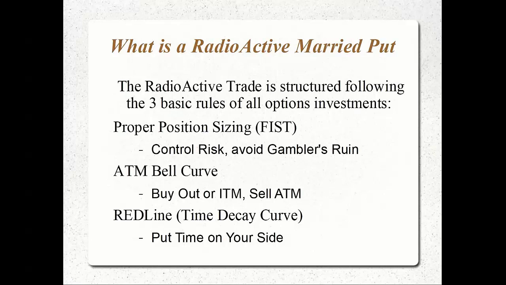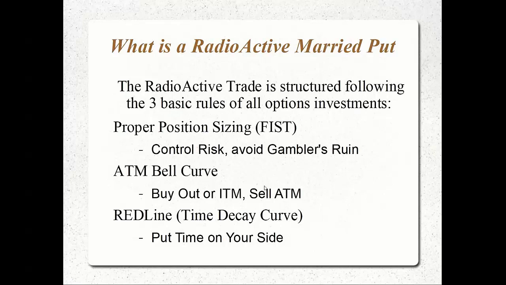It forces us to control risk and to avoid gambler's ruin, where, if you take a 5% loss on a position, you only need a 5.3% gain to get back to break even. And if I take a 10% loss on a position, I need an 11% gain. But if I take a 25% loss, I need a 33% gain to get back to break even. And if we take a 33% loss, we need a 50% gain on what we have left just to get back to break even. The at-the-money bell curve.